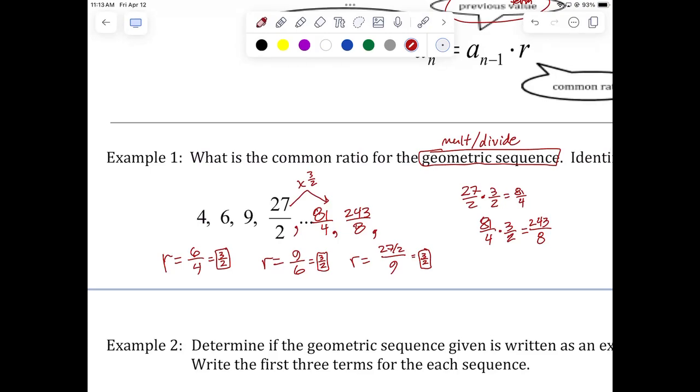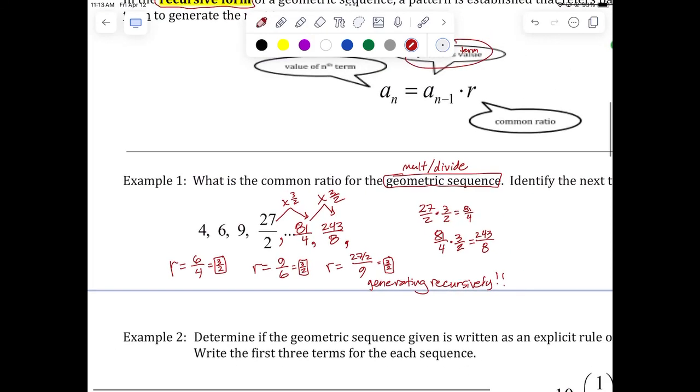That's a geometric sequence. It's a sequence because the order matters. We are generating the terms how? Recursively or explicitly? Recursively. We're generating recursively here. We're using the previous term and multiplying by the common ratio, which is 3 halves, that we found by dividing right by left. And we're just multiplying. Now, if we kept going, we'd probably want to pick up a calculator at this point. I think I would.